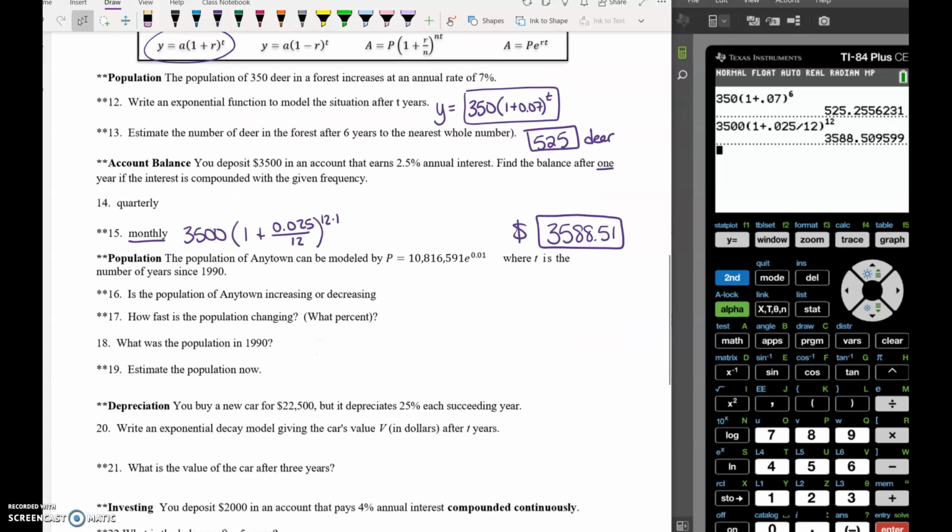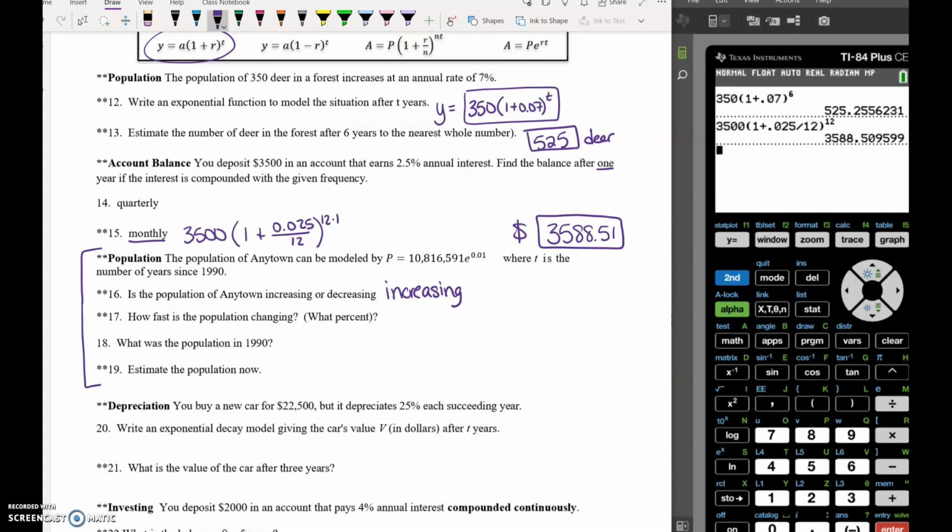Okay, this next problem is one of the most commonly missed on the test. The population of any town can be modeled by blah, blah, blah, blah, where T is the number of years since 1990. Is the population of any town increasing or decreasing? This is an E function, so increasing happens when the exponent is positive. This is positive, so it is increasing. And that's going to be like a little multiple choice thing where you select increasing or decreasing.